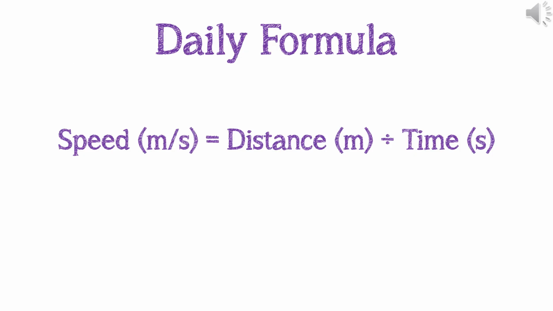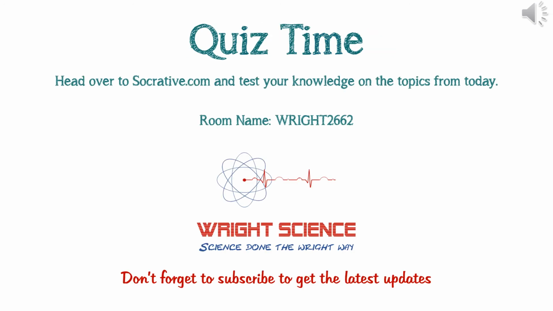And just in case you've forgotten, today's daily formula is speed in meters per second is the distance in meters divided by the time in seconds.